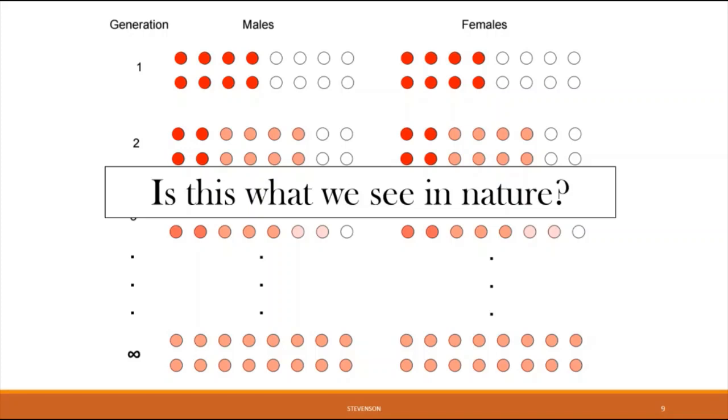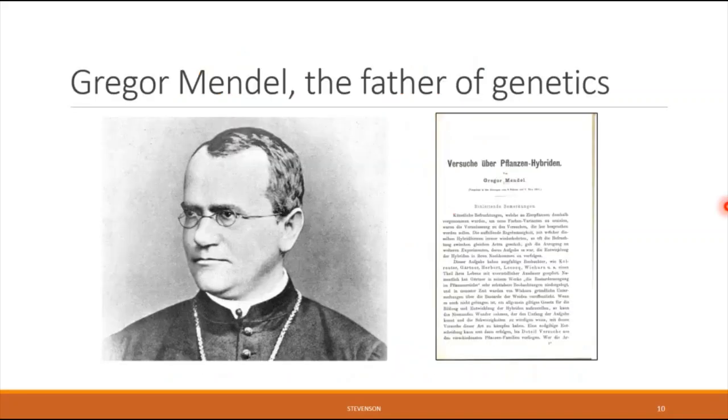It wasn't until later that this handsome gentleman came along, named Gregor Mendel, and he proposed what was actually going to be the true and accepted hypothesis for how inheritance works, and is now known as the father of modern genetics.